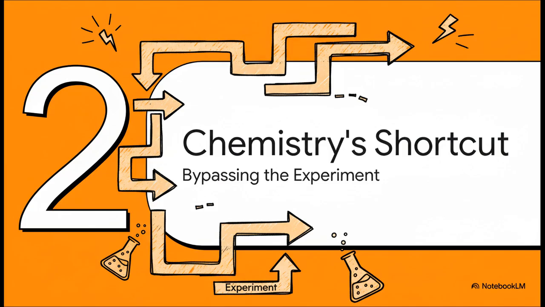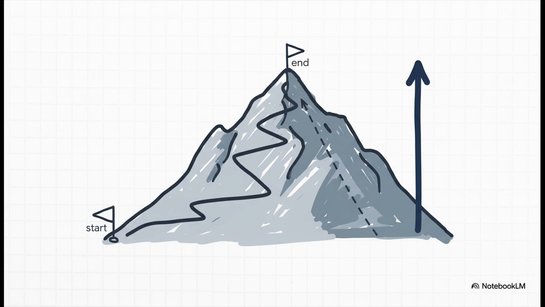And this is where we get to use a truly beautiful piece of logic, what I like to call chemistry's cleverest shortcut. To really get this, just imagine you're climbing a mountain. You're standing at the base, and you want to get to the summit. Your total change in elevation, your final altitude minus your starting altitude, is going to be exactly the same whether you take a long, gentle, winding path to the top, or you decide to climb straight up a vertical cliff face. The path you took is completely irrelevant. All that matters is where you started and where you finished.